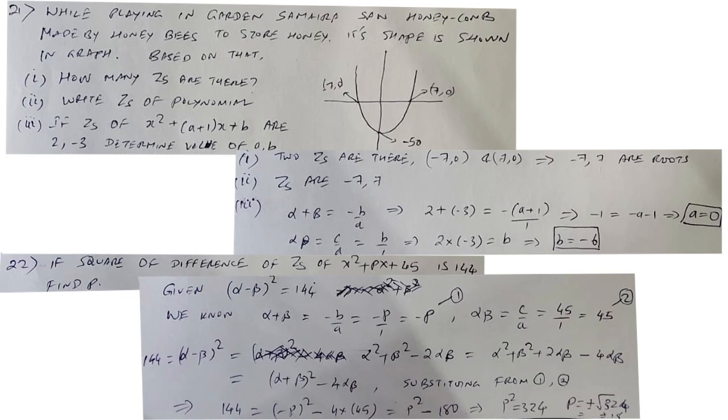Agreed? Okay. Now, substituting, we know that 144 is equal to alpha plus beta, which is minus p, whole squared, minus 4 into, substituting for alpha beta, 45. That gives p squared minus 45 into 4, which is 180. Okay, which implies if you bring 180 to the other side, you'll get p squared is equal to 324. Therefore, p is equal to plus or minus square root of 324, which means it is plus or minus 18. Okay, thanks friends.